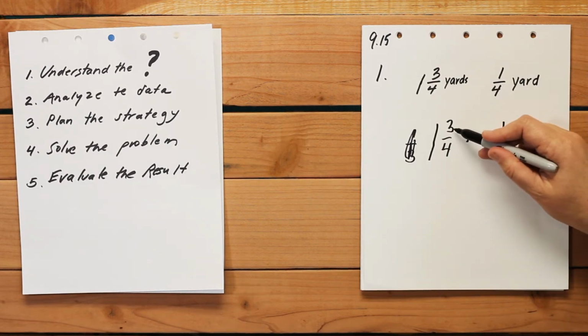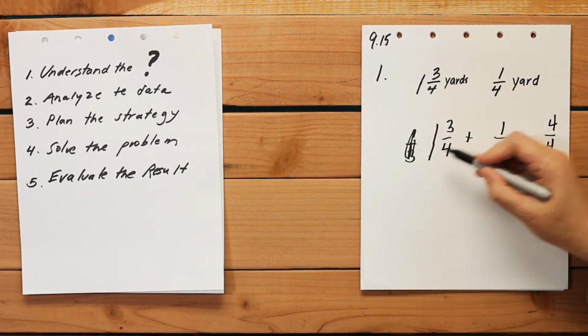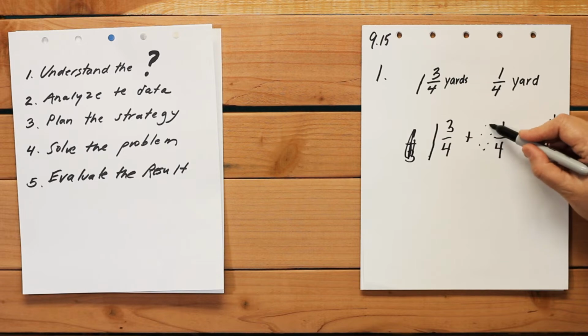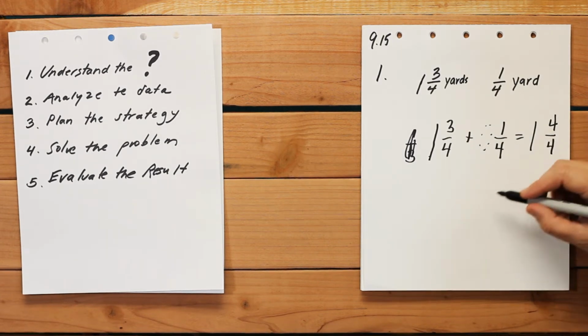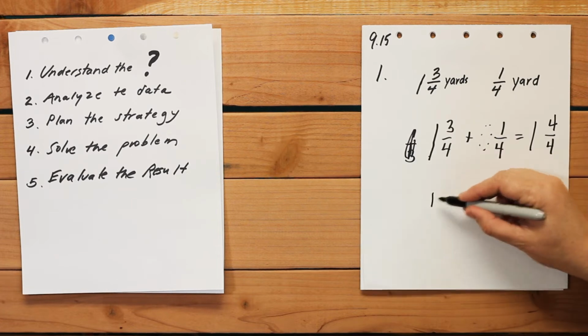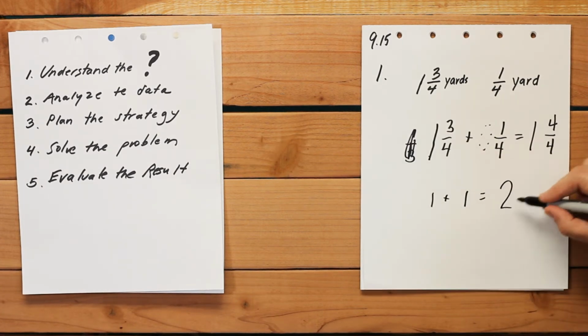And then we add our numerators, 3 and 1 is 4. And then we have 1 plus 0, 1 and 4/4, but we see that 4/4 is also another whole. So that was going to be 1 also. So 1 plus 4/4, which is 1, is going to equal 2. So you're going to need 2 yards of material to make this apron.